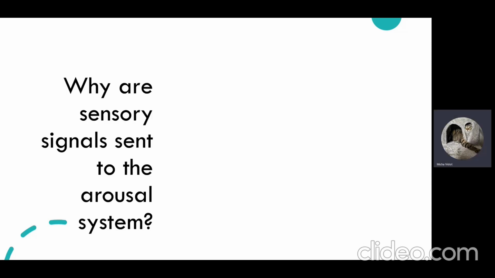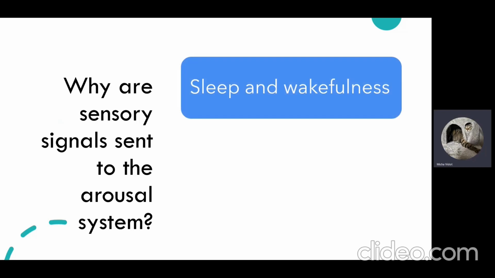But this isn't the only place where sensory signals get sent. They also get sent to our arousal system. So sensory signals will get sent through lots of modulatory pathways, which you may have come across. And the main reasons that we need to send signals to our arousal system are for sleep and wakefulness.